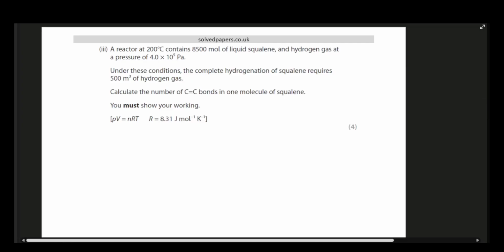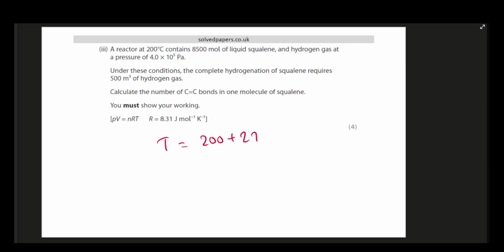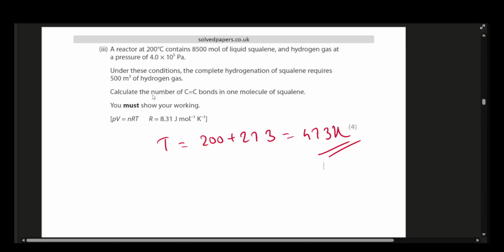First of all, you convert the temperature, which is 200 plus 273, giving you 473 Kelvin. All right, so that is how you convert the temperature, because we know that if you want to convert degrees Celsius into Kelvin, you just add 273, and vice versa if you want to convert Kelvin to degrees Celsius.